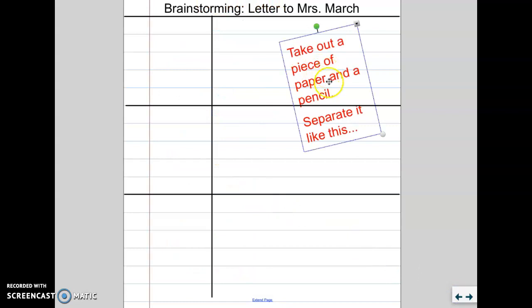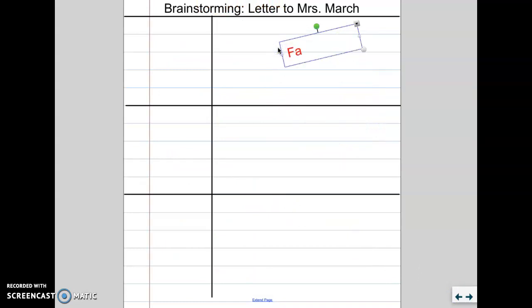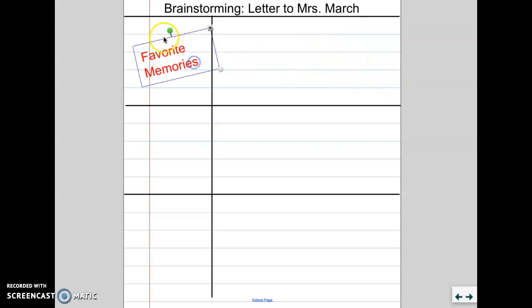I'm going to get rid of this. Okay, and I'm going to type favorite memories. Okay, and we're going to put that over here. Of course, you're going to write yours out. And then this is a spot for me to go ahead and write my favorite memories of fourth grade.